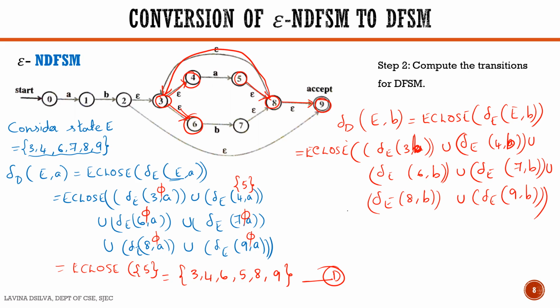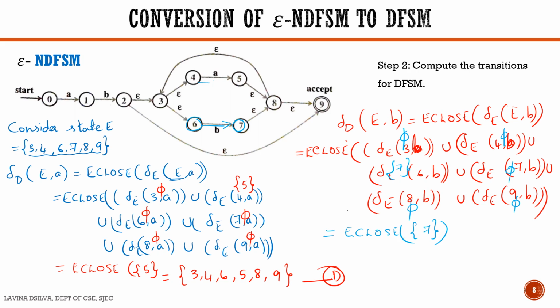Now let us see the transition. 3 and B. Do we have any transitions which are defined? No. Therefore it is 5. 4 and B, no transition. So 5. 6 and B, yes, there is a transition, goes to 7. Delta E of 7 and B, there is no transition defined. Therefore 5. 8 and B, no transition for B. 9 and B, 5. So this will be E close of state 7.